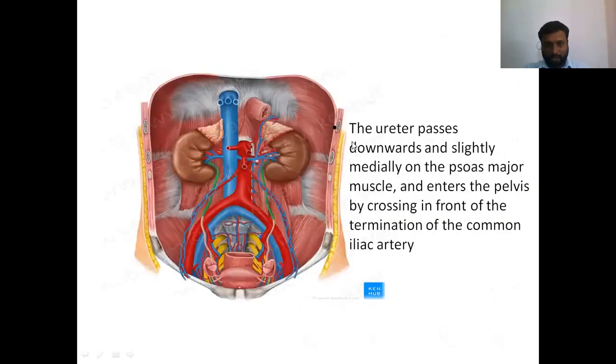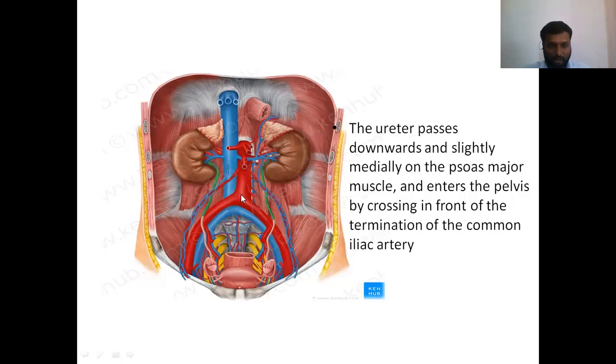See, the ureter proper runs downward. The ureter proper runs downward, this green one, over a muscle. This muscle is known as the psoas major muscle. So it runs downward over the psoas major muscle, and the lower part of the ureter crosses this artery. This artery is known as the common iliac artery.